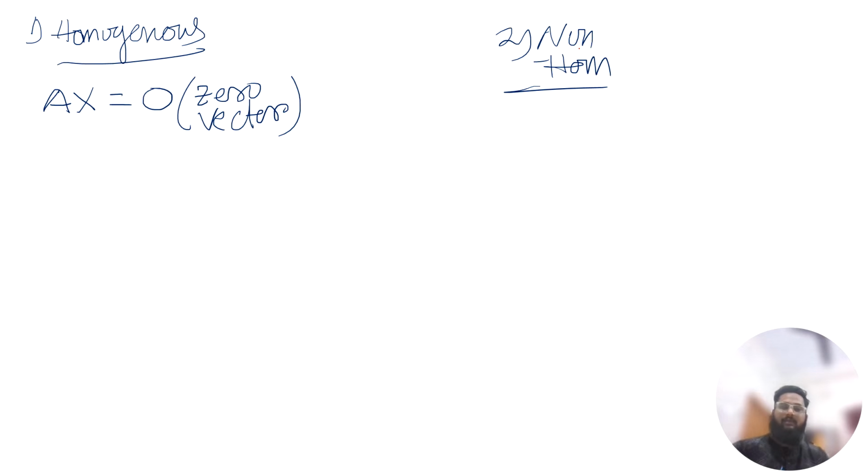So in the homogeneous case, what is the definition of a homogeneous system? The system will look like this: Ax equal to 0. The right hand side is nothing but the 0 vector, right? 0 vector means all the elements on the right hand side will be 0. If a single element is non-zero, that will not be considered a homogeneous system.